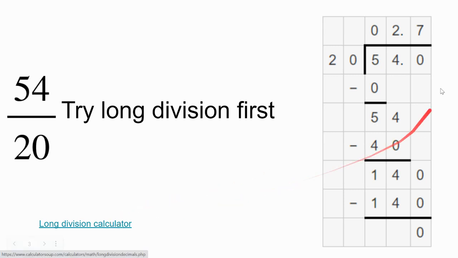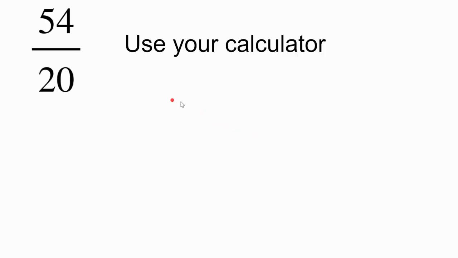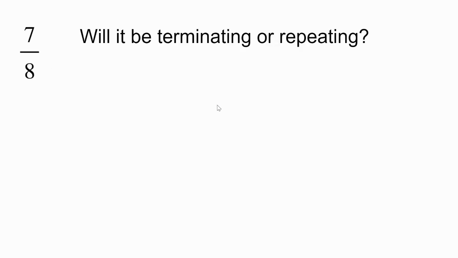There's a long division calculator that does this work for you. I'll share that with you later. You can also just use your calculator. If you type in your calculator 54 divided by 20, you get 2.7.